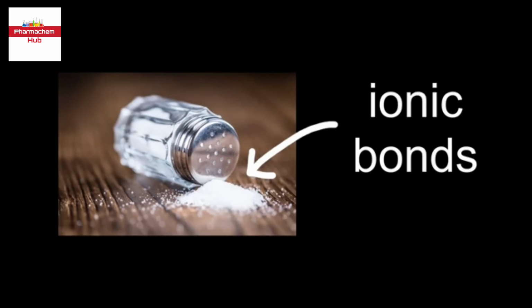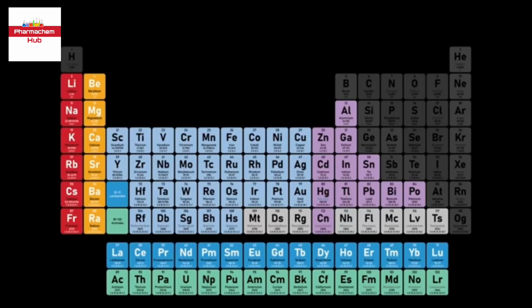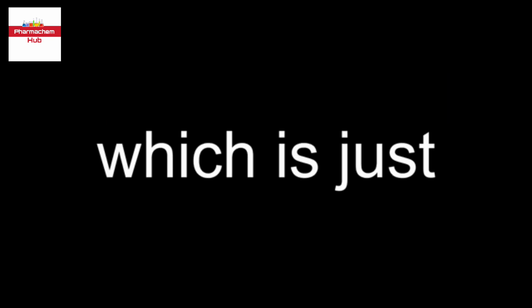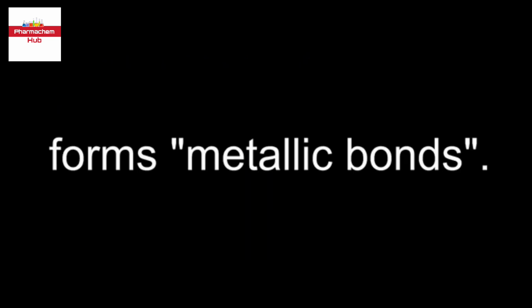The most common place you see ionic bonds is in salt. Yes, also table salt, but more generally, when metals and nonmetals bond, you get a salt, which is just a grid of ions. Speaking of metals, a pure metal forms metallic bonds.